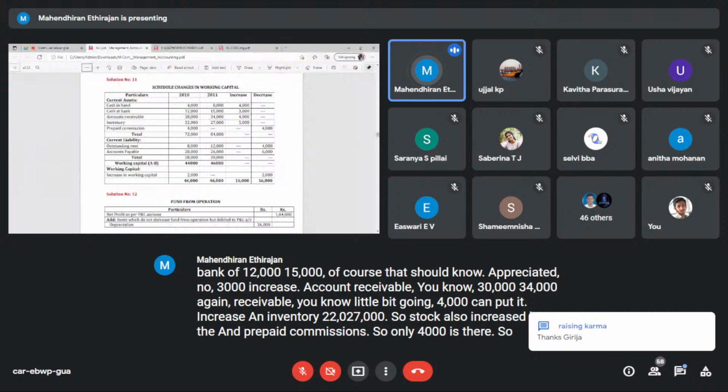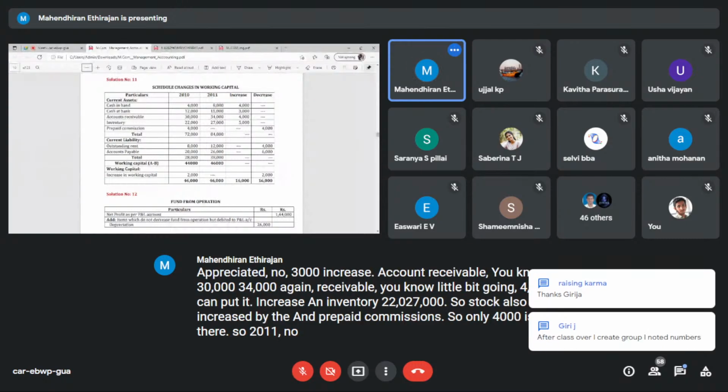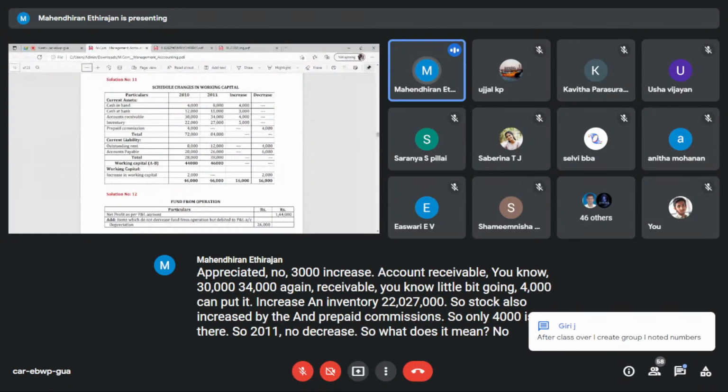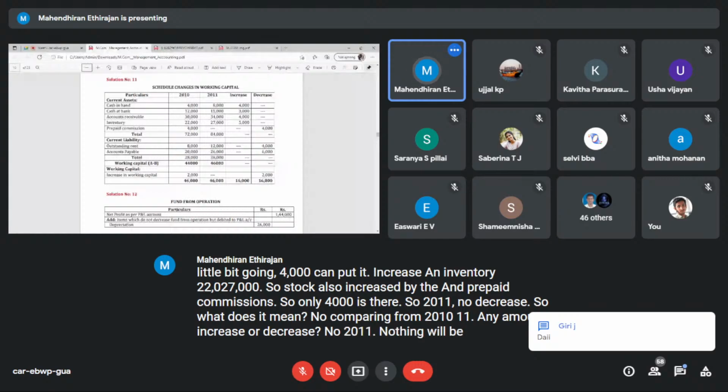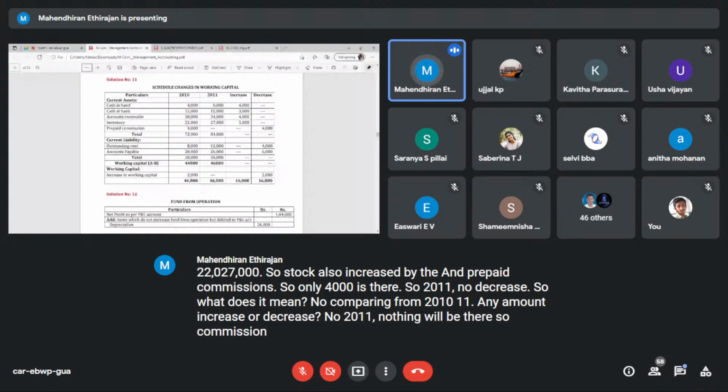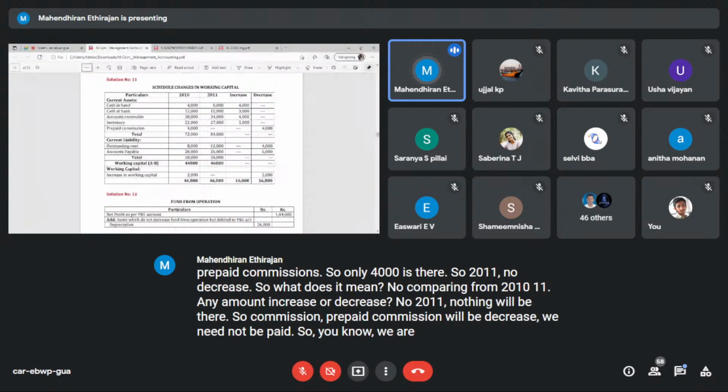In 2011 there is nothing, so it is a decrease. What does it mean? Comparing 2010 with 2011, is there any amount of increase or decrease? In 2011 nothing will be there, so prepaid commission will be a decrease. We need not pay it, so we are in good position.